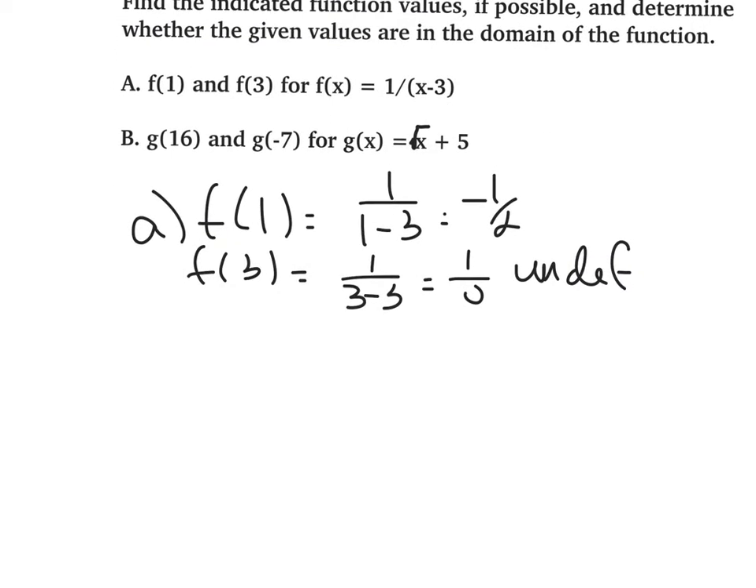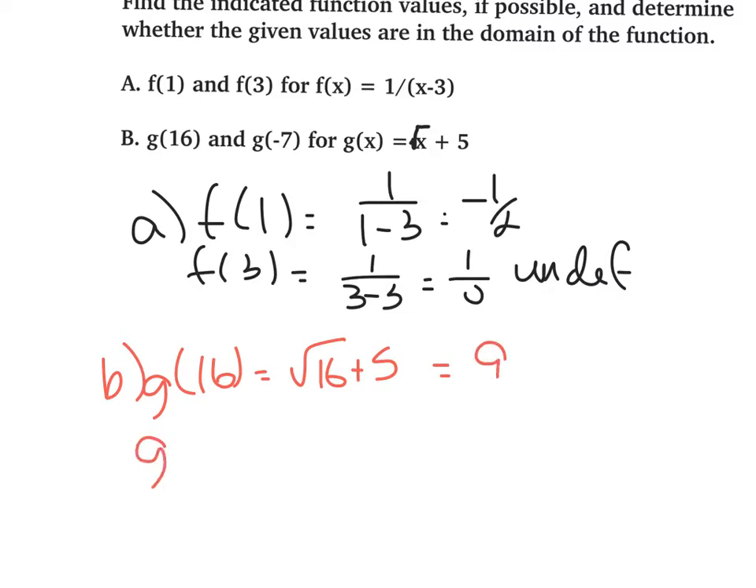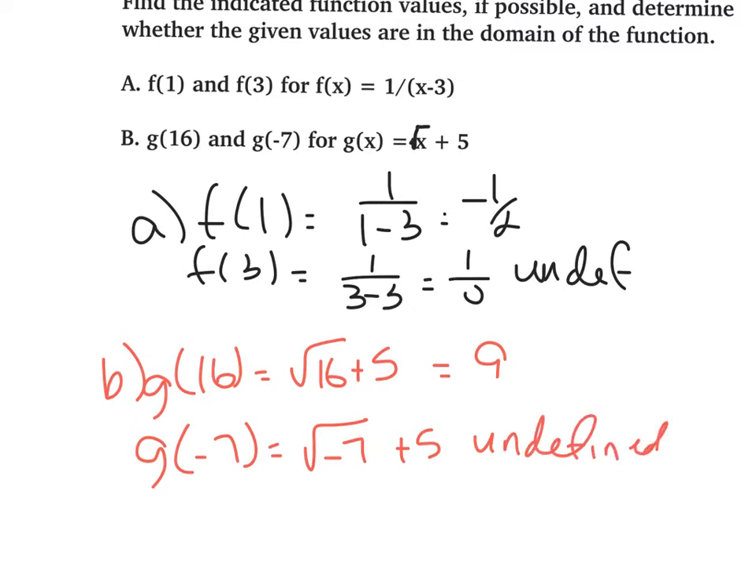Let's look at the second one real quick. G of 16, this is part B. I'm going to plug the 16 in. It would be square root of 16 plus 5. The square root of 16 is 4. 4 plus 5 is 9. That's fine. G of -7, I would get the square root of -7 plus 5. And because that's not real, that's also undefined, which means -7 would not be part of the domain for that function. Domain means numbers that you can put in for x, not numbers that you cannot put in for x. You have to be able to put them in for x for it to be part of the domain.